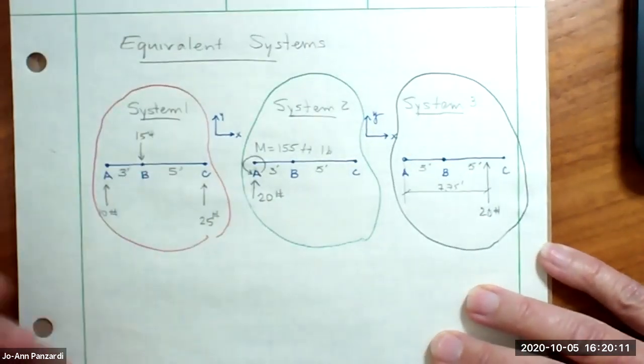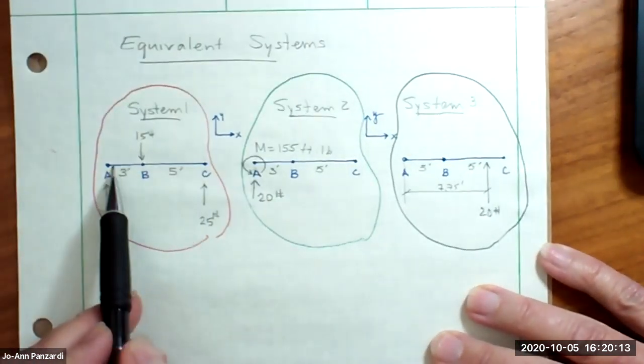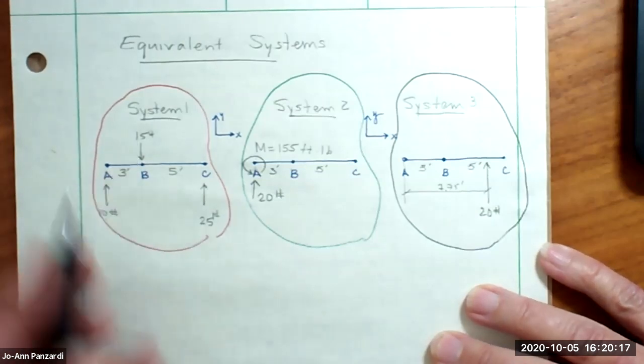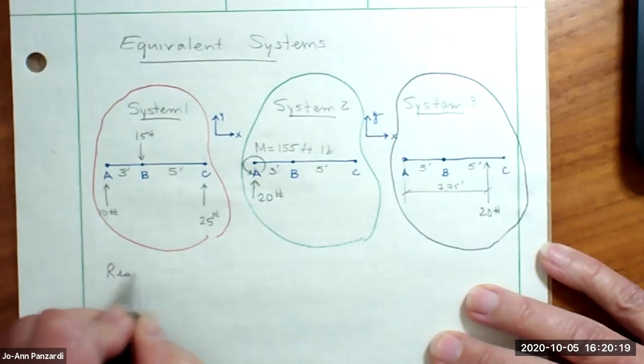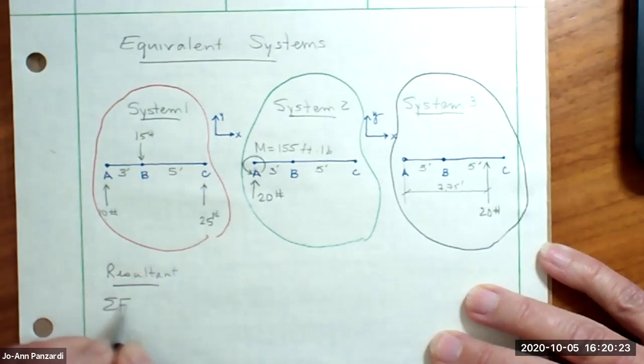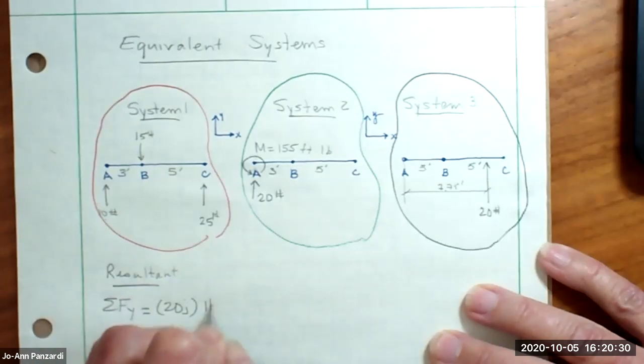Here's my first system. 8-foot beam, 10 up, 25 up, 15 down. And we learned that the resultant was a sum of the forces in the Y, which turned out to be 20 K pounds. And the resultant moment about the Z was 150.